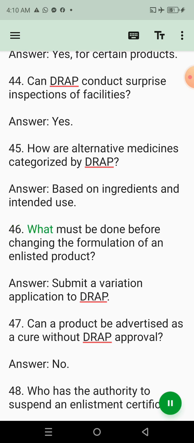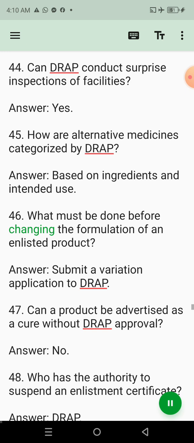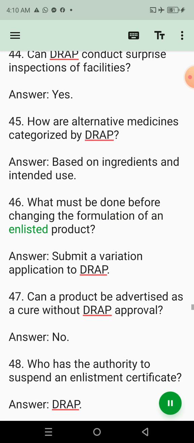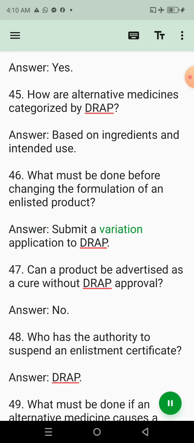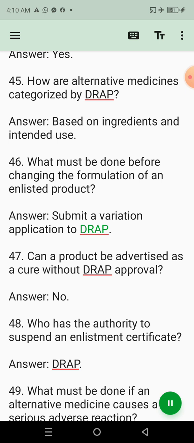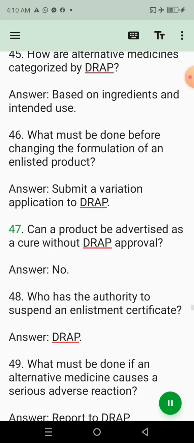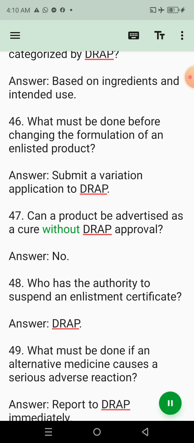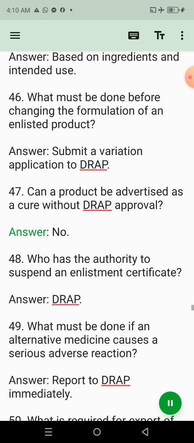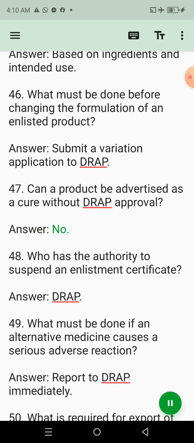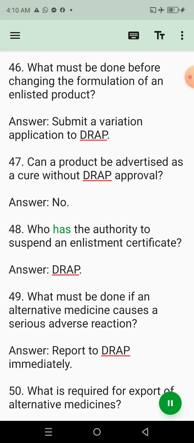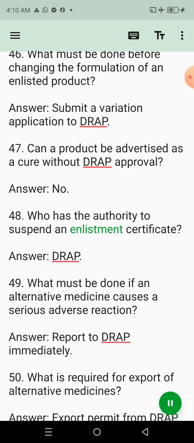46. What must be done before changing the formulation of an enlisted product? Answer: Submit a variation application to DRAP. 47. Can a product be advertised as a cure without DRAP approval? Answer: No. 48. Who has the authority to suspend an enlistment certificate?